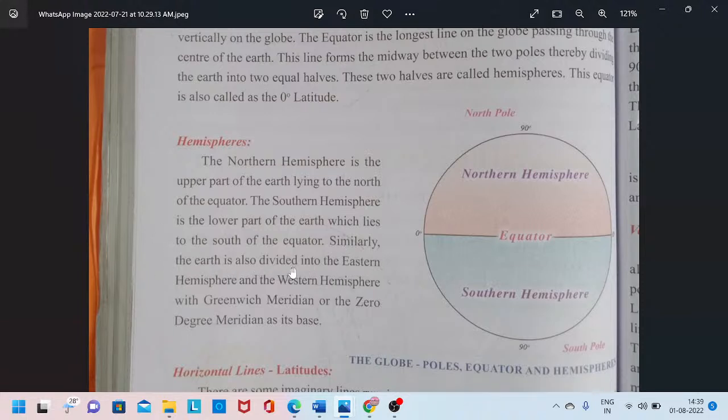The earth is divided into the eastern hemisphere and the western hemisphere, with the Greenwich meridian, or the 0 degree meridian, as its base. That is called the Greenwich meridian or 0 degree meridian.